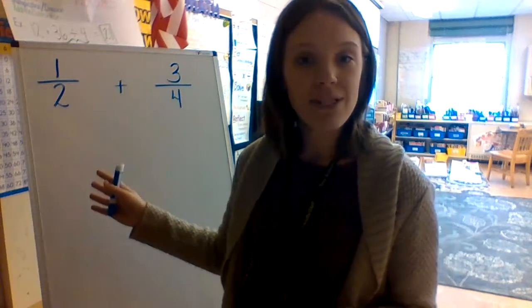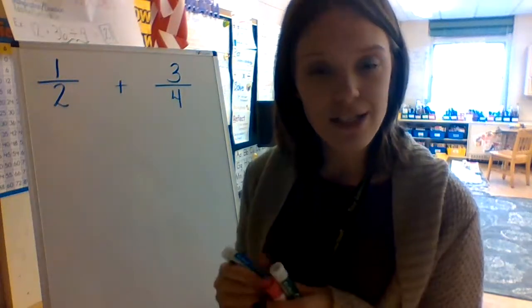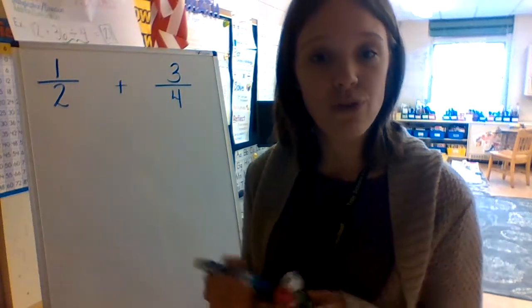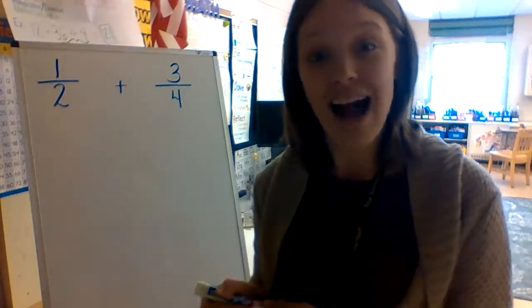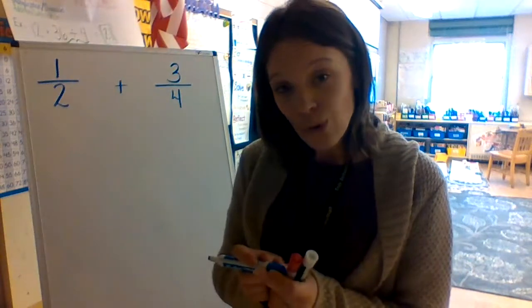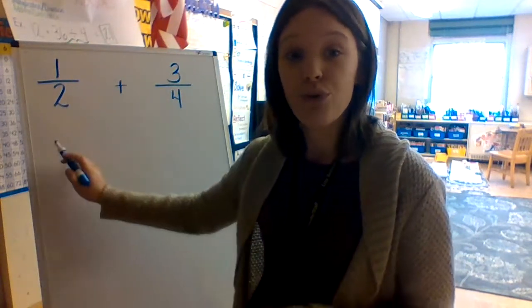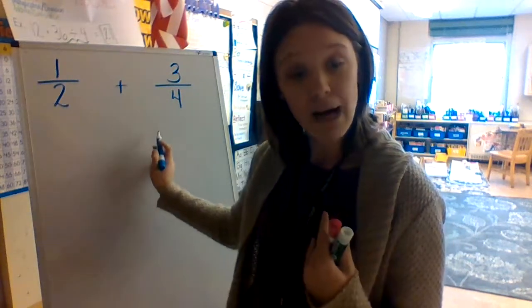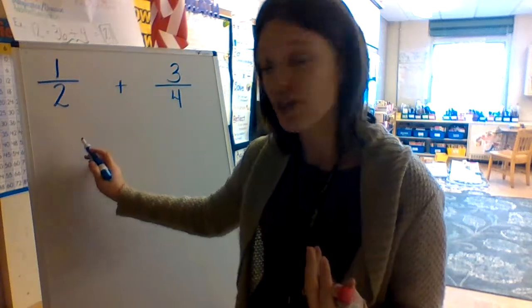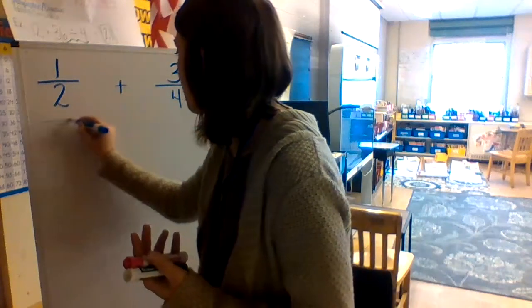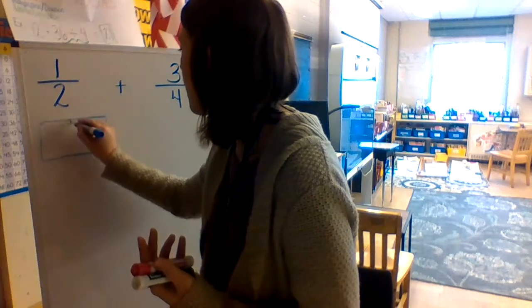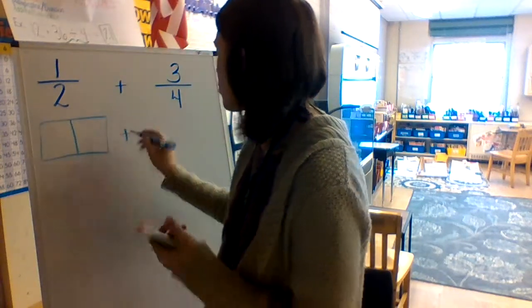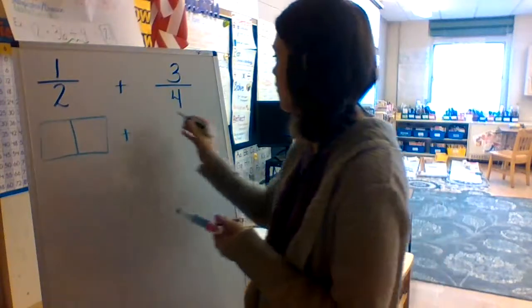So he gave us the addition sentence 1/2 plus 3/4. We already know we can't start adding these because the denominators are not the same. So what he told us to do was to create rectangular fraction models to represent each of these fractions. So I'm going to draw 1/2. And then I'm also going to draw 3/4.